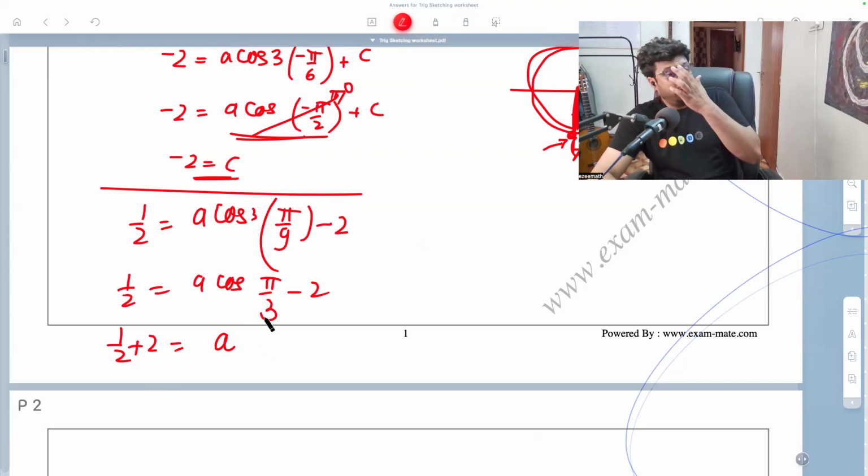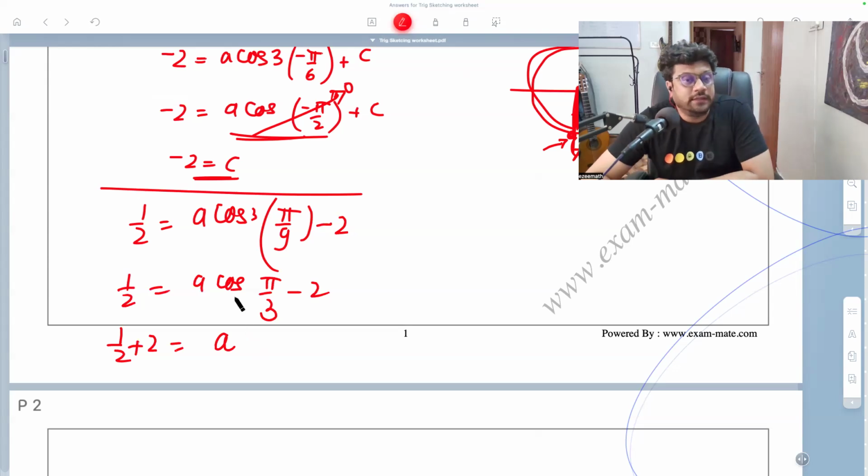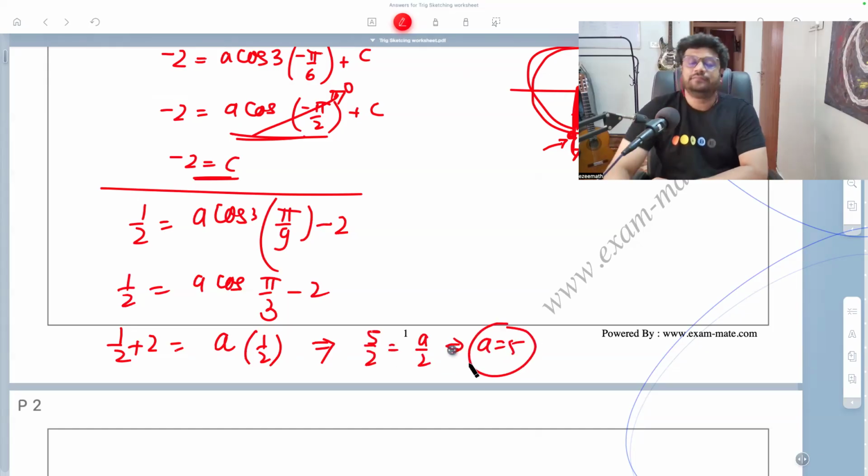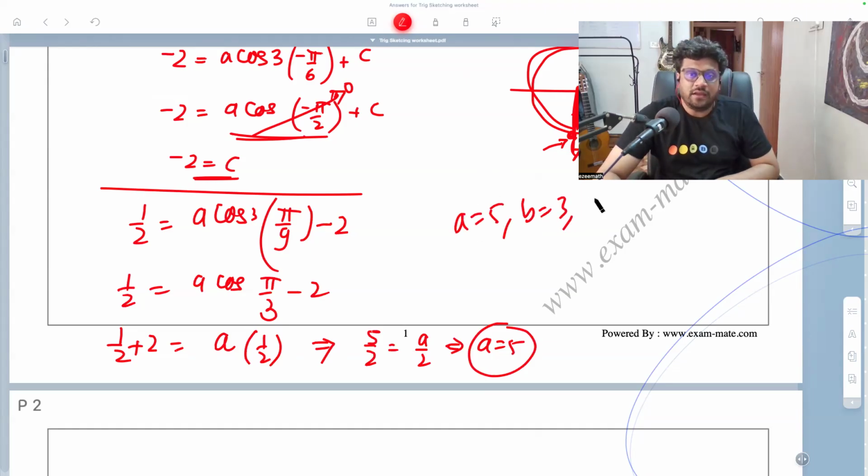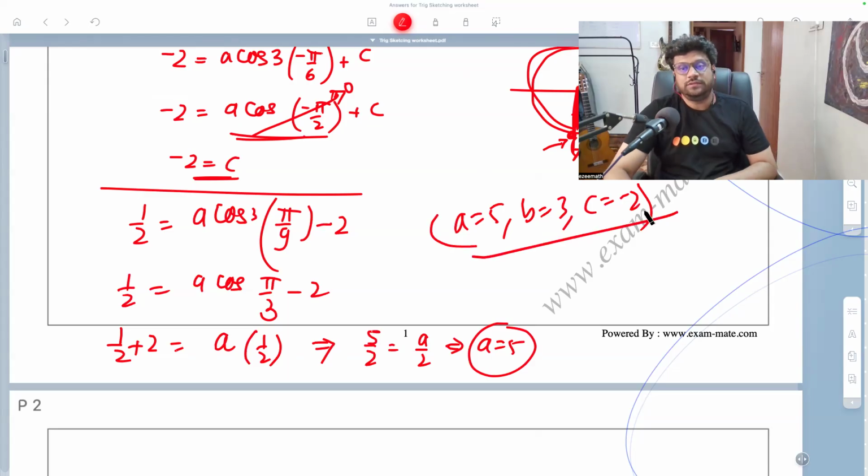I already know it's cos of 60, which is sine of 30. So you're supposed to have a 1 by 2 out there. There it is. 1 by 2 plus 2 is 5 by 2. 5 by 2 equals a by 2, which means a is 5. Done. A is 5, b is 3, and c is negative 2.